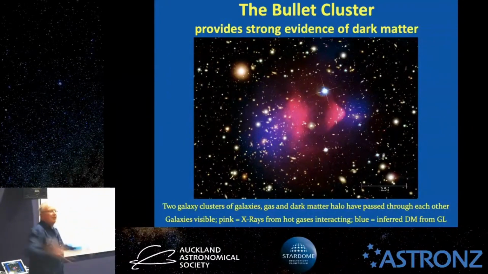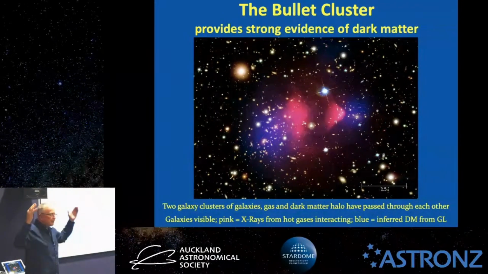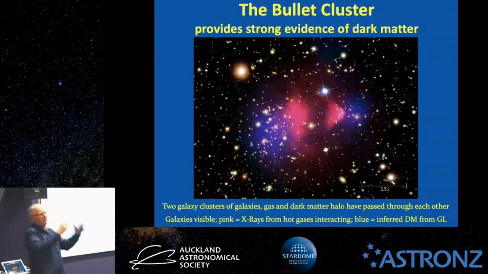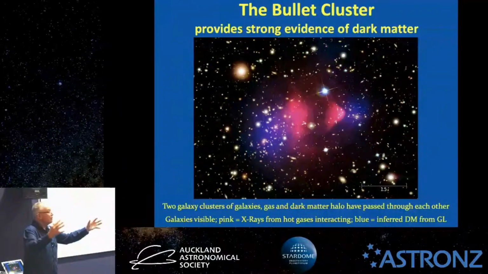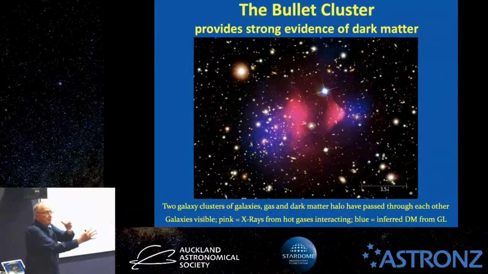They're going to merge. Galaxy clusters are no different. A galaxy cluster is very similar to a galaxy, but on a much grander scale. So we're dealing with galaxies, not individual stars. But what you're looking at here, two galaxy clusters have actually not been in the process of merging, they've actually merged, and they've come out the other side of each other.